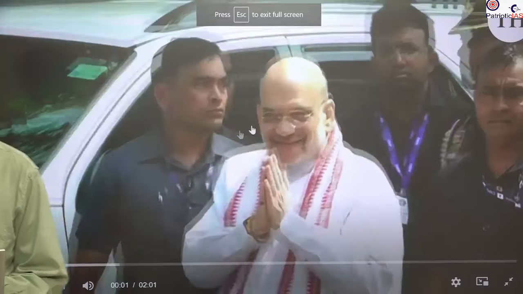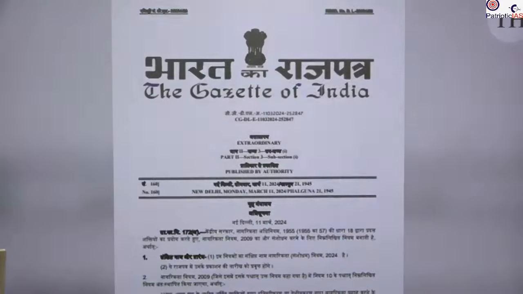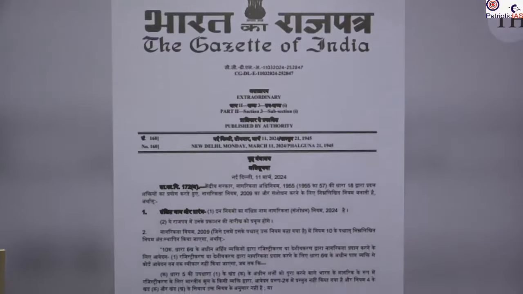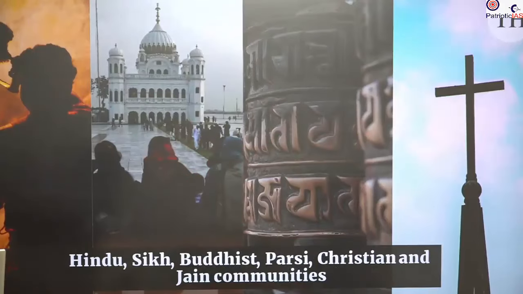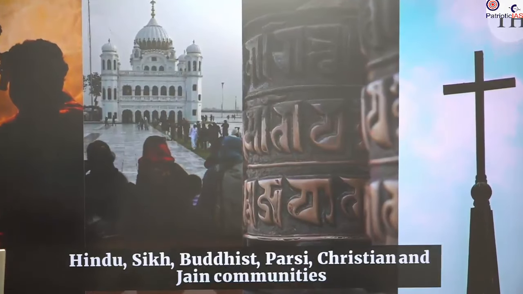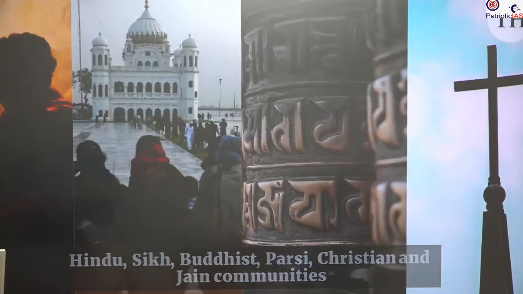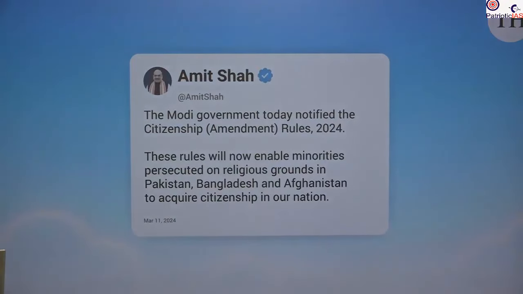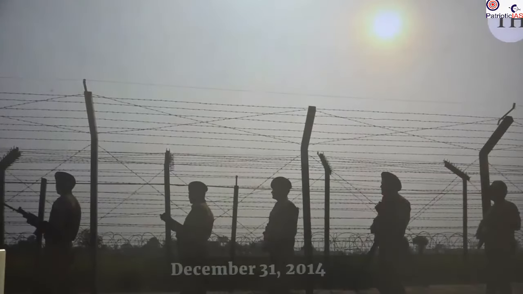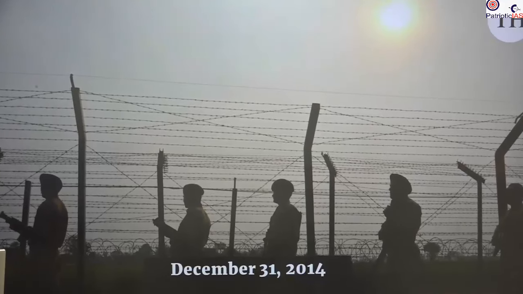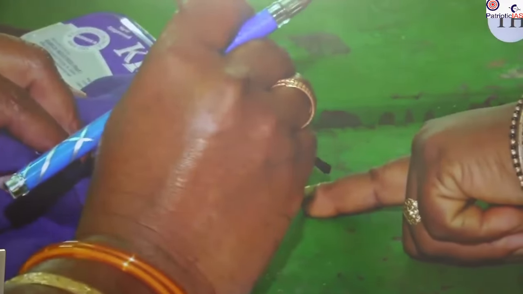Central government notified the Citizenship Amendment Rules 2024. This means that the government has formally enabled the implementation of the Citizenship Amendment Act that was passed by the Parliament in 2019. The legislation facilitates citizenship to undocumented people belonging to the Hindu, Sikh, Buddhist, Parsi, Christian and Jain communities from Pakistan, Bangladesh and Afghanistan. It applies to people from these communities who came to India on or before December 31st, 2014. This comes just days before the announcement of the dates of the general elections.